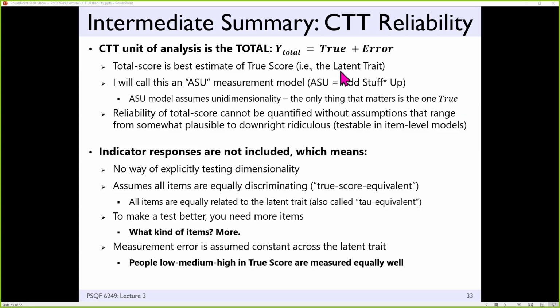All right, so summarizing then the idea of all of this: indications of what makes items good or bad, none of that makes it into the model. We can look at differences in item difficulty or differences in item discrimination, but those differences are ignored in computing a sum. So what kind of items would we need to improve reliability? More and more correlated items for alpha. The implication then is that standard errors are constant if reliability is constant, and that we're assuming everyone is being measured equally well. That can't possibly be the case.